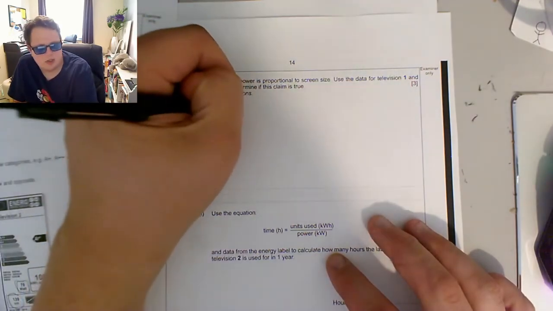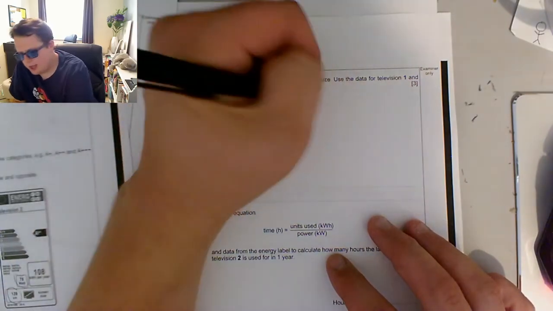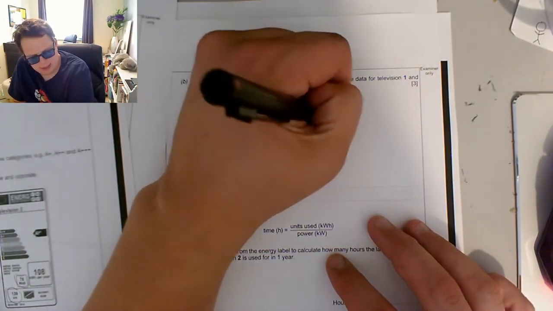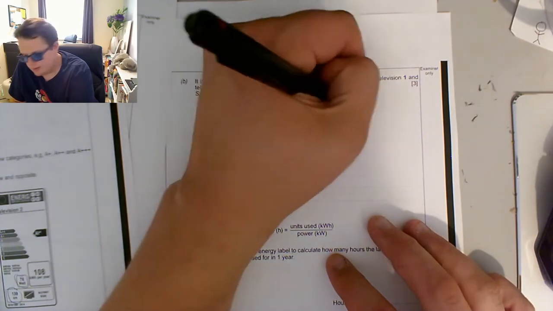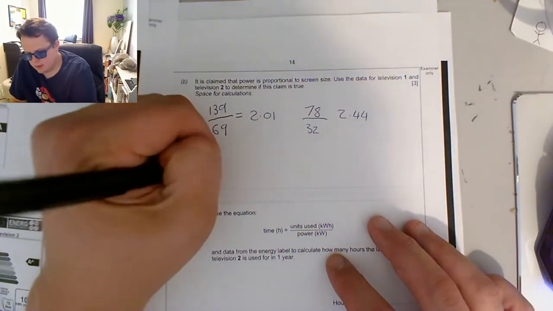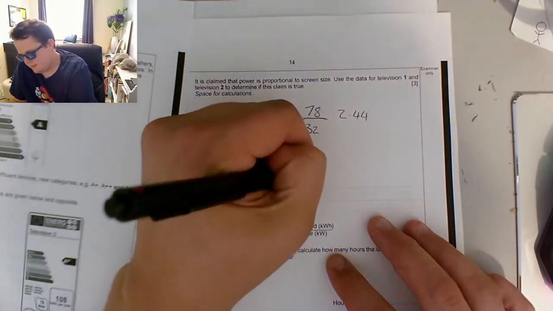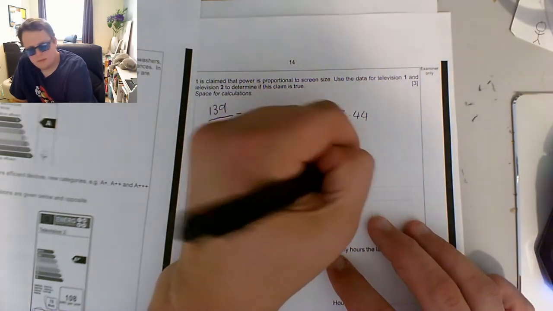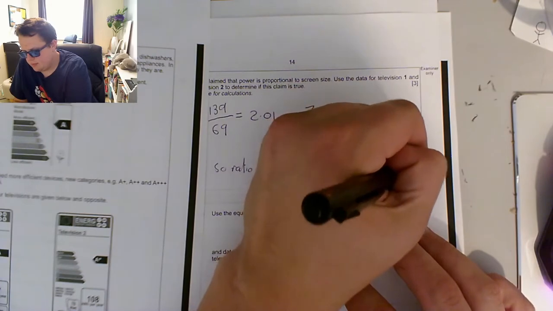Yeah, so the screen size ratio is 2.01. And then we have the power ratio, which would be 78 divided by 32 is 2.44. So the ratios are not the same. So the claim is untrue.